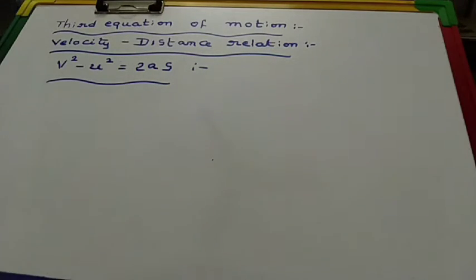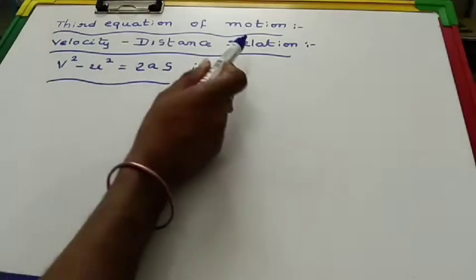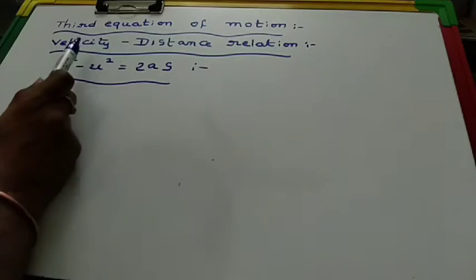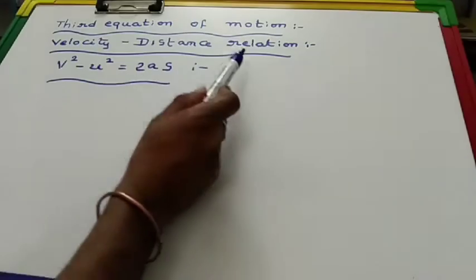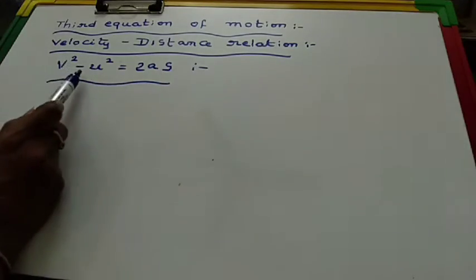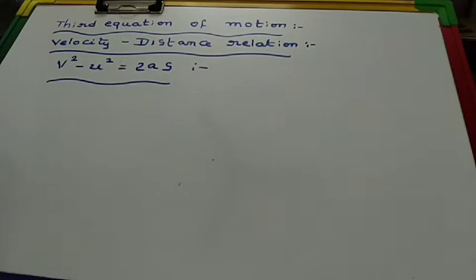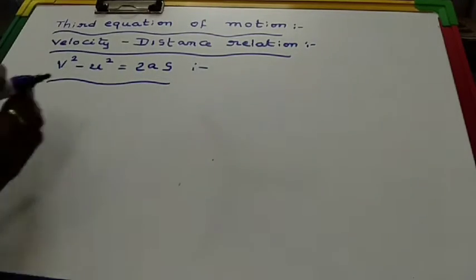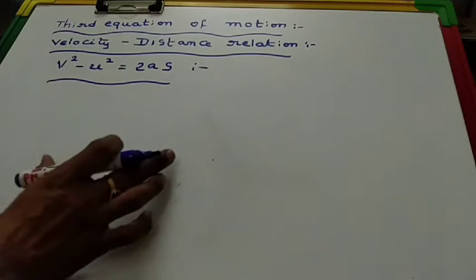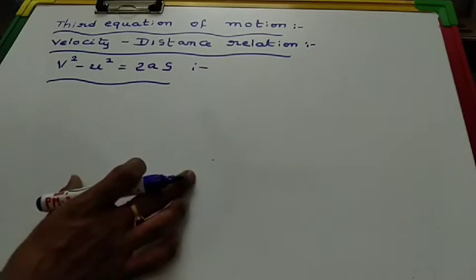Hi students, once again I am repeating the concept. Today our concept is third equation of motion, or velocity distance relation, or v square minus u square is equal to 2as. Now go for the derivation. I can derive step by step. Please observe carefully.